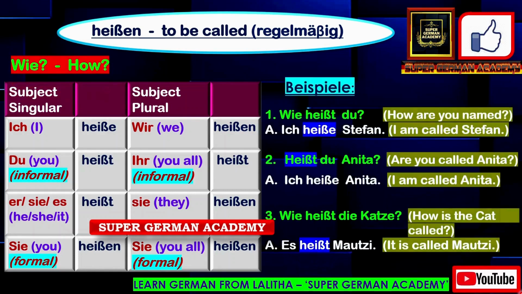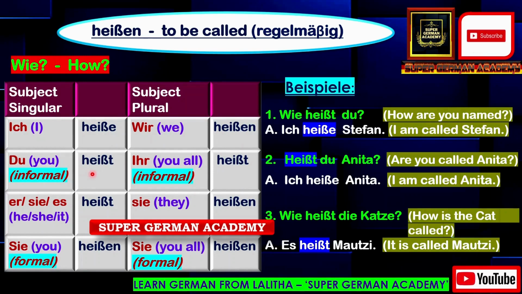Example sentences on how to use this heißen verb. Beispiele. Beispiele means examples. Here the question pattern starts with wie. Wie means how. So like you want to ask the other person, how are you called? How are you named? So, wie heißt du. The first question means how are you called? If you see the conjugation of du, it is heißt.